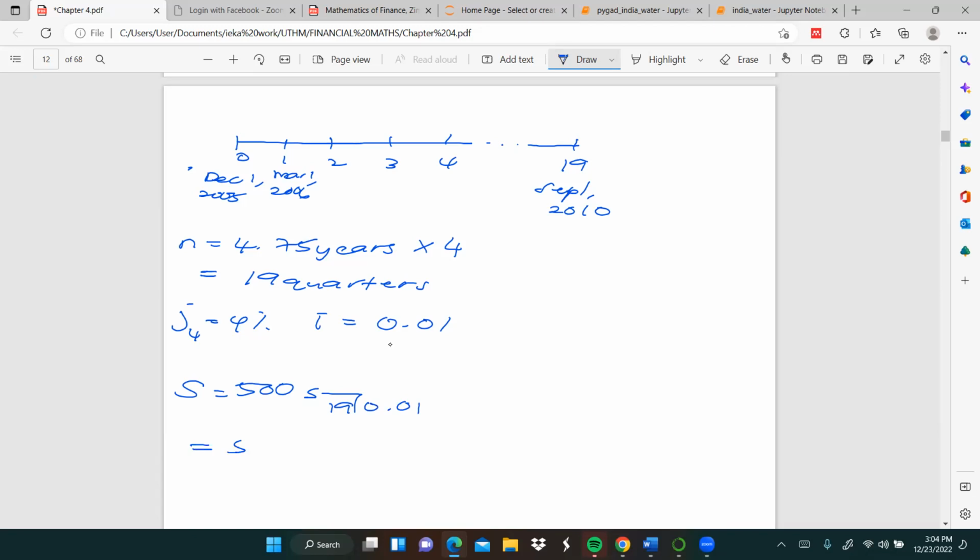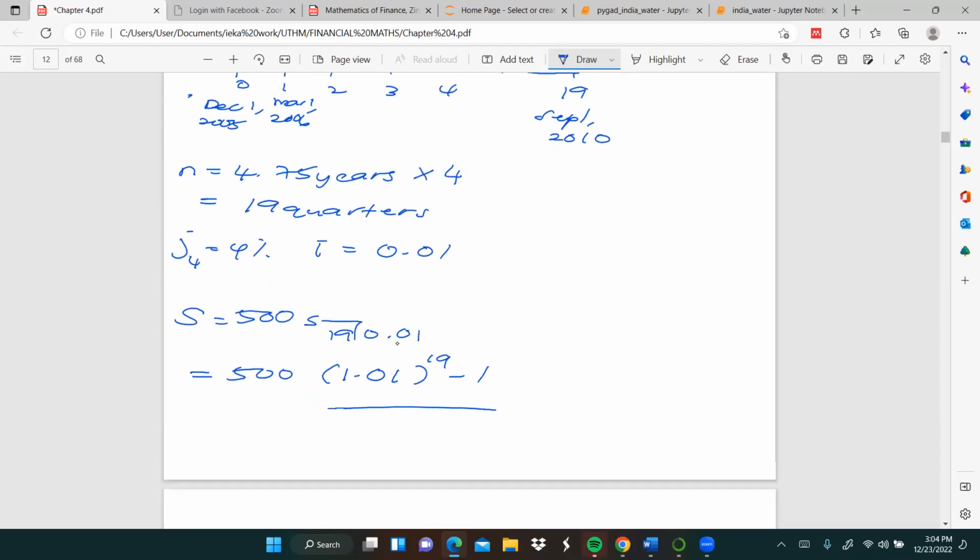So masukkan dalam formula 500, 1.01 to the power of 19 minus 1 over 0.01. So, okay, on the 1st September, we will have our money is about 10,405 and 45 cents.